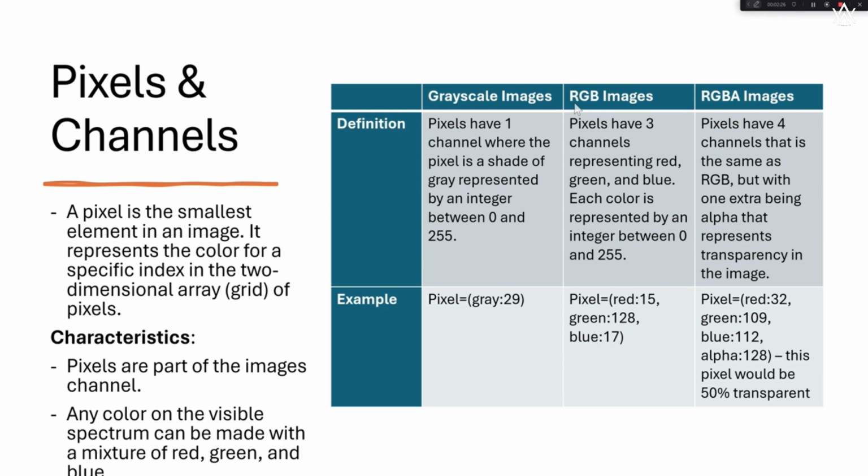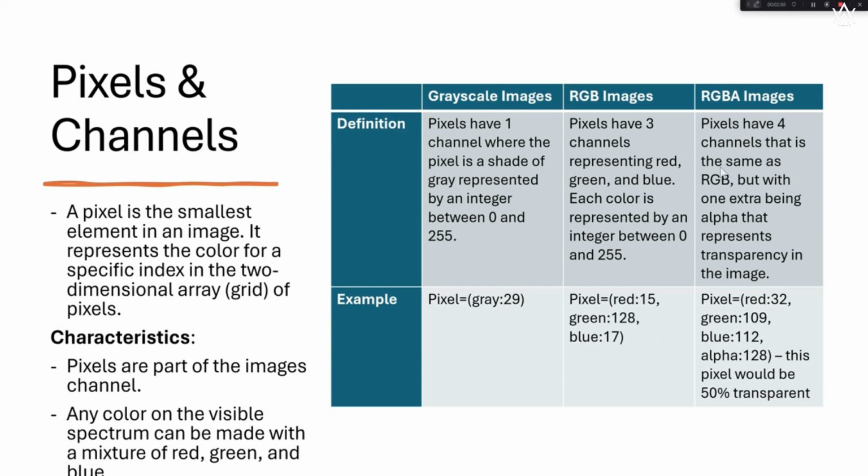So for red, green, and blue images, which is what RGB stands for, pixels have three channels representing red, green, and blue. Each color is represented by an integer between 0 and 255. So we can see in this pixel example, red is equal to 15, green is equal to 128, and blue is equal to 17, with the higher number meaning a higher intensity of that color.